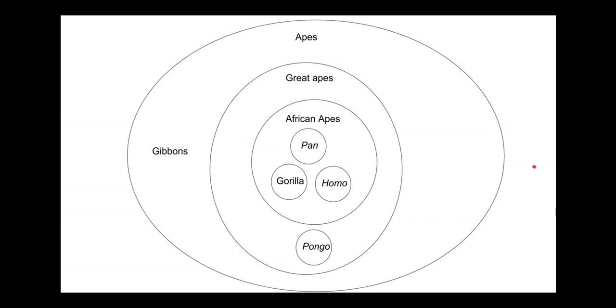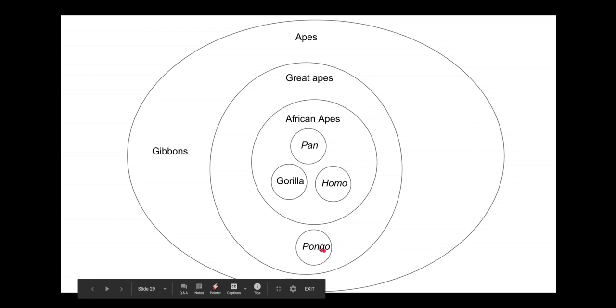As a circle diagram, we could draw it like this, where we have three genera: the genus Pan, genus Homo, and genus Gorilla, which are all African apes. They fit nicely within great apes. An additional great ape is Pongo. They're in their little group here. We could represent the separate species of Pongo if we wanted to. They're all great apes. And then great apes all fit in the group apes.